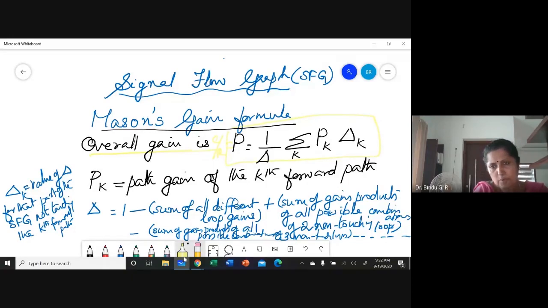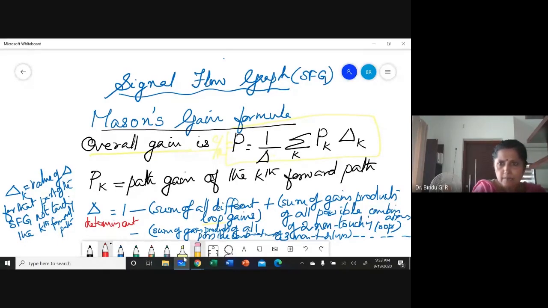I will discuss forward paths. And then we have something known as delta and delta K. What is delta? 1 minus sum of all different loop gains, I'll explain what is a loop, plus sum of gain products of all possible combinations of two non-touching loops, minus sum of gain products of all possible combinations of three non-touching loops, etc. And this delta is also called the determinant of the SFG. Delta is also known as the determinant of the SFG.